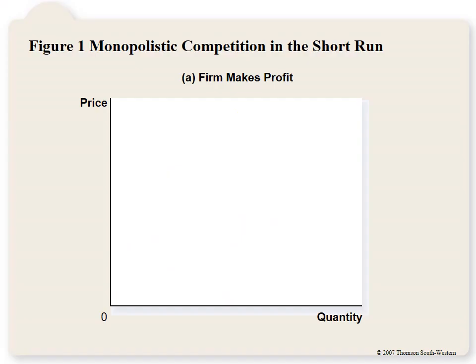So we're going to graph a monopolistically competitive market in the short run. This may be worth having in your notes. It's helpful. I want to point out, first of all, you can see the title here. This is a firm that is going to be making a profit. And again, yes, they can have profits in the short run.